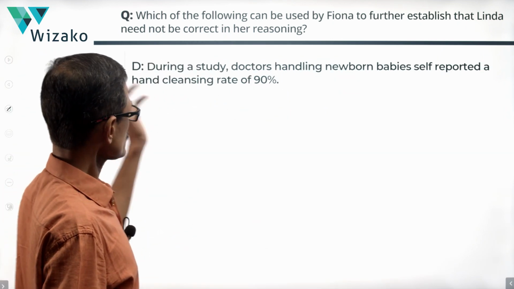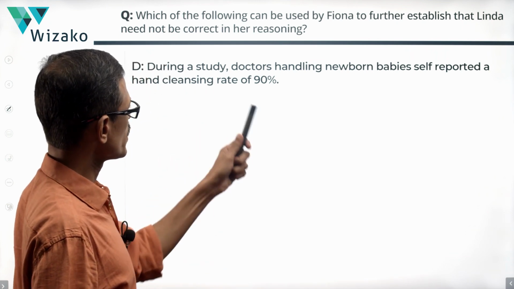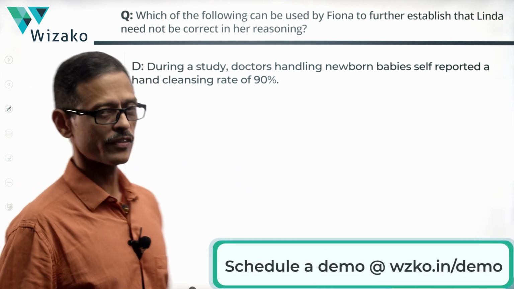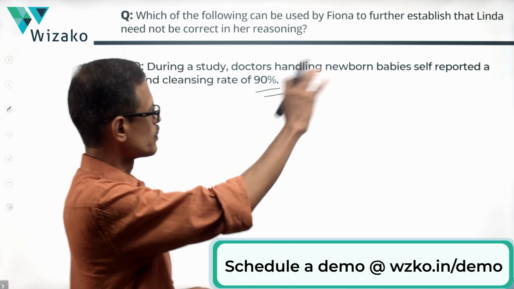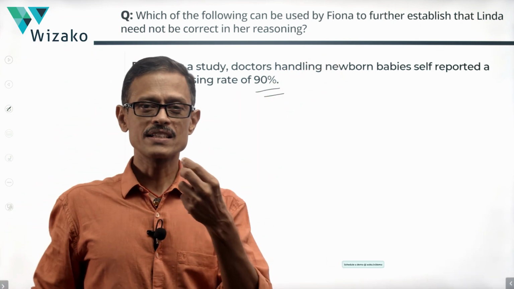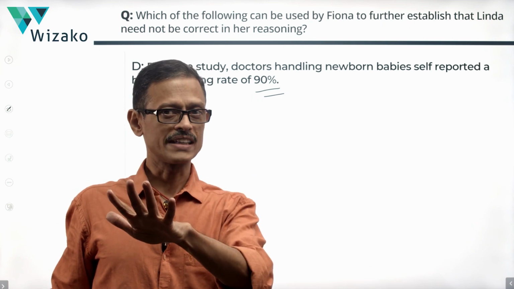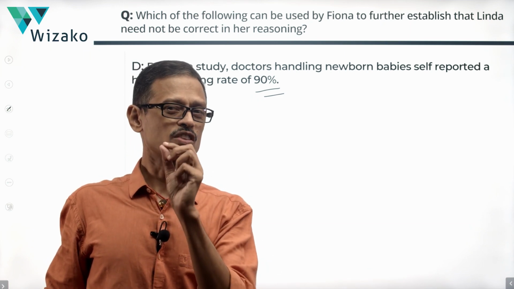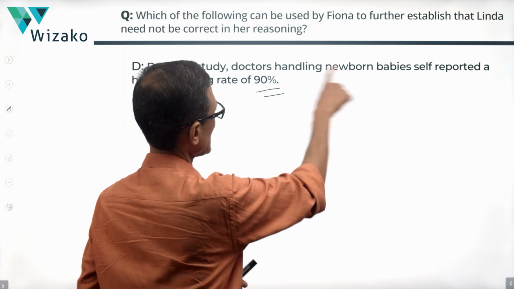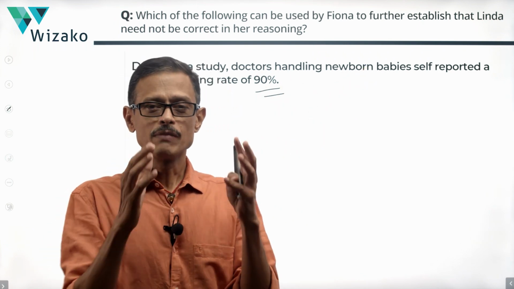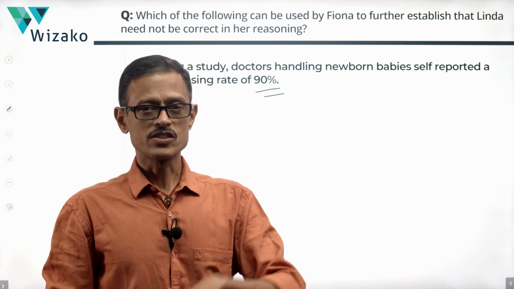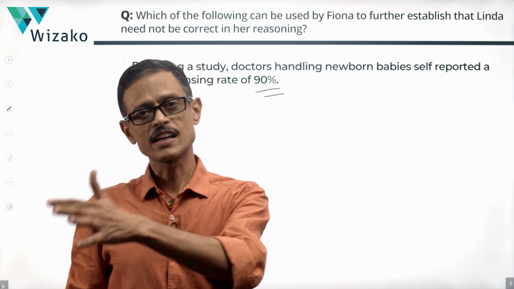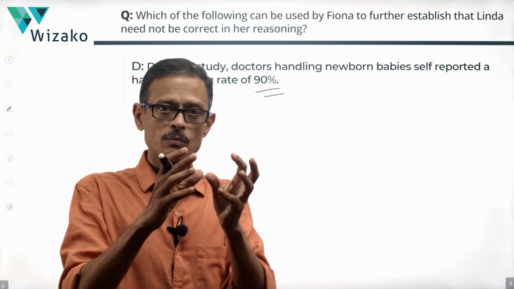Move on to D. During a study, doctors handling newborn babies self-reported a hand cleansing rate of 90%. Again, two reasons. Look at it. If 90% of them have a self-reported hand cleansing, then it is supporting Linda, and therefore this is not the answer. And second thing, again, look at the scope shift. This is what you need to keep in mind. These are the people who are handling newborn babies, right? Handling newborn babies could be the job done by a pediatrician, whereas delivering babies is done by a gynecologist or obstetrician.